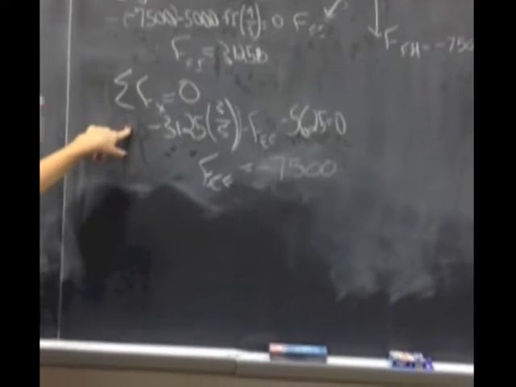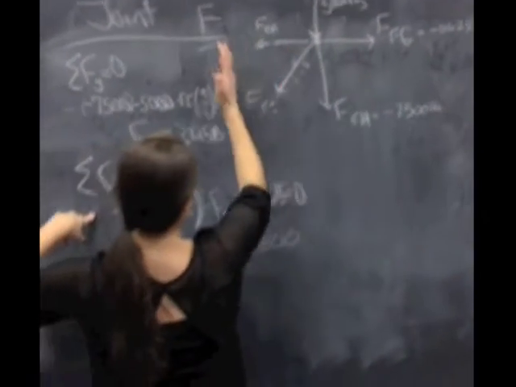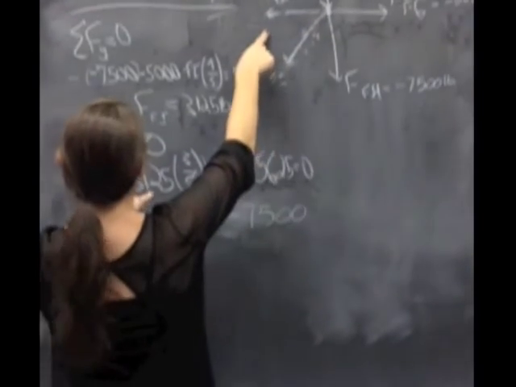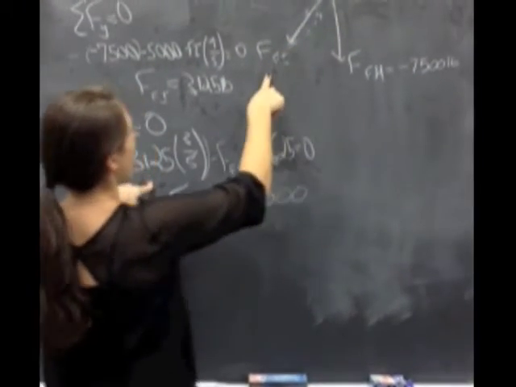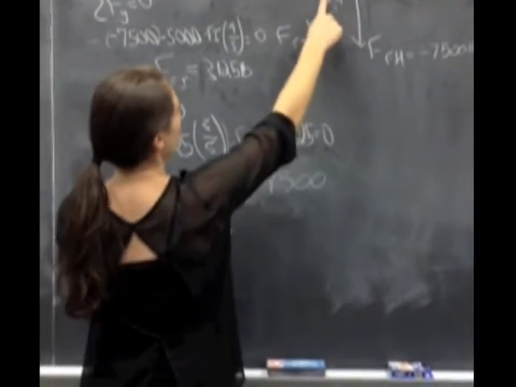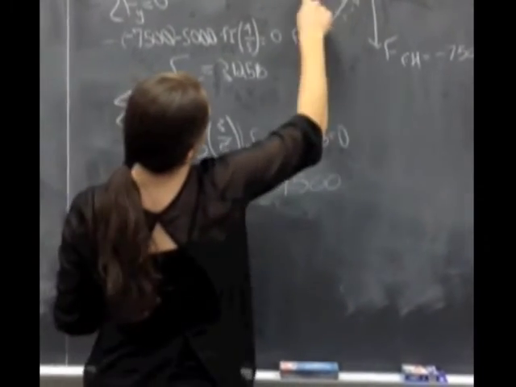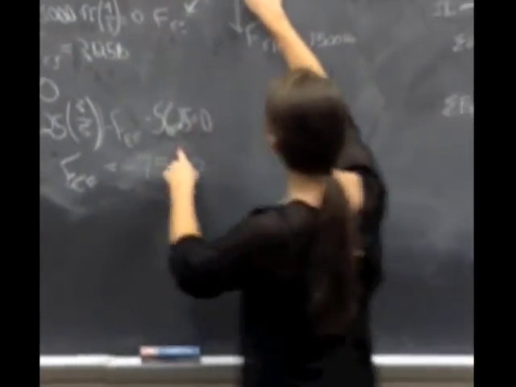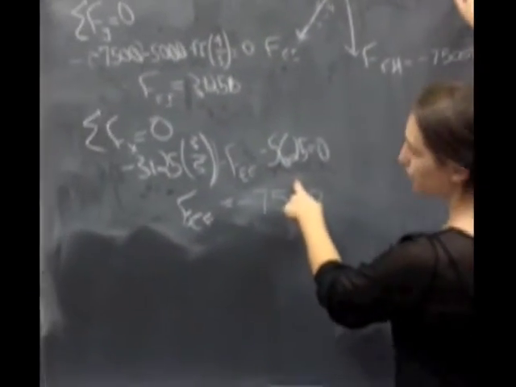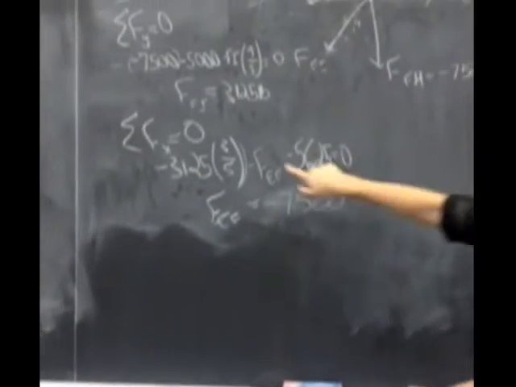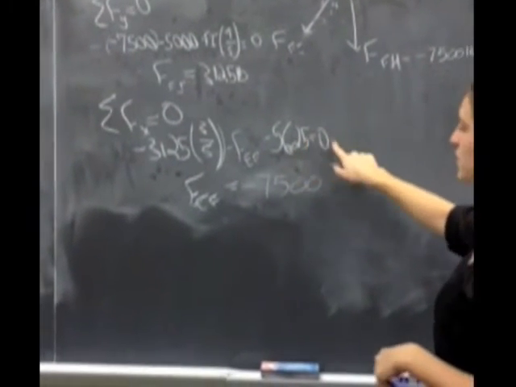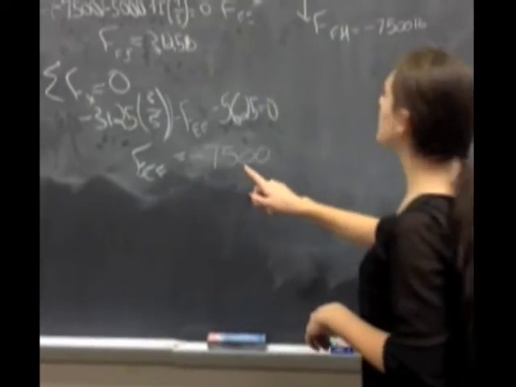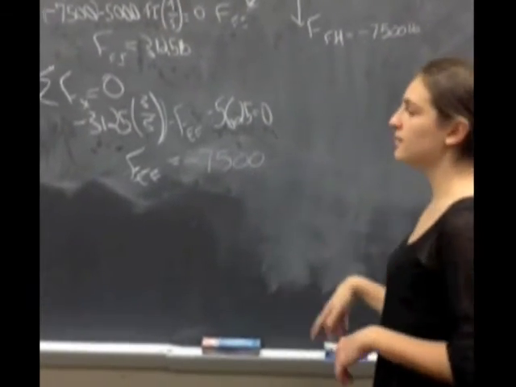Moving on to the x direction. This is our negative direction, so we have negative 3,125, which is this FI, times the 3/5. Then minus, also negative direction, EF. And then it's this plus this force, which is a negative number, so it's plus the negative 5,625 equals 0. And that EF comes out to negative 7,500 pounds.